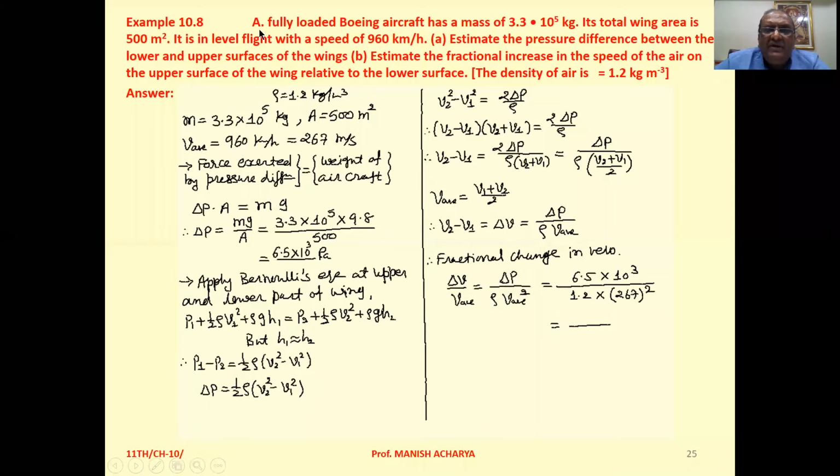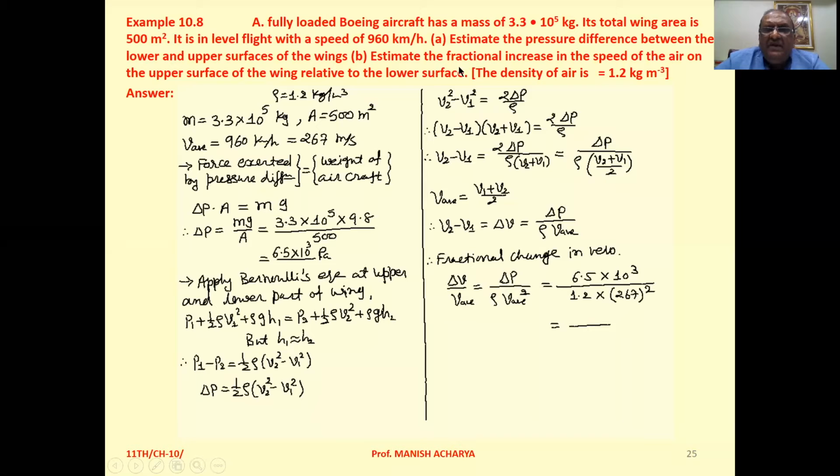Example 10.8. A fully loaded Boeing aircraft has a mass of 3.3 × 10^5 kilograms. Its total wing area is 500 meters squared. It is in level flight with a speed of 960 km per hour. A. Estimate the pressure difference between the lower and upper surfaces of the wings.